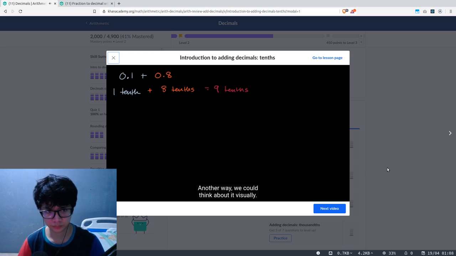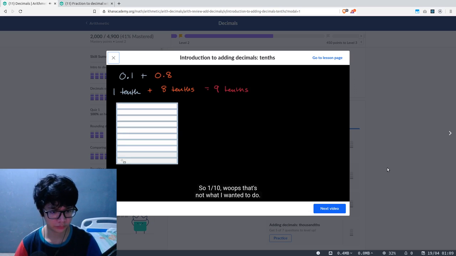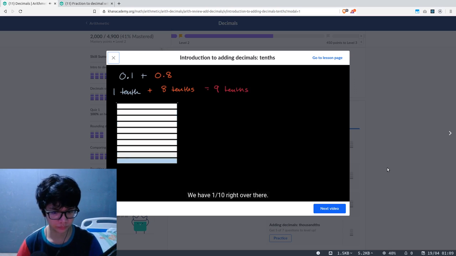Another way we could think about it visually. Let's say we take a whole and divide it into tenths, which we have right over here. If we say this whole square is a whole, we divide it into 10 equal sections. So each of these white bars you can view as a tenth. So we have 1/10. Let me fill that in. We have 1/10 right over there. And to that, we want to add 8/10.